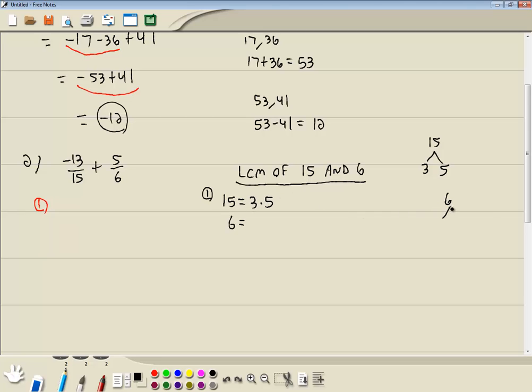Now for our 6, we'll start with our first prime, which is 2. It is divisible by 2, 2 times 3. And I didn't say it, but these are primes, so I circle them. These are primes, so I circle them. So this prime factorization is 2 times 3.